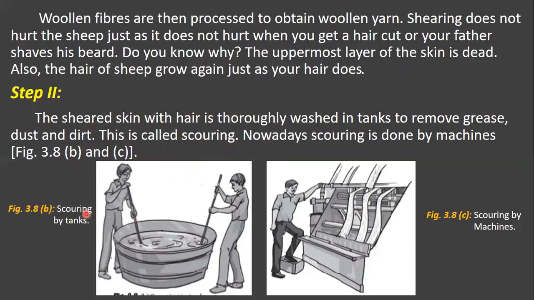See children, here the figure has been given, scouring by tanks. Here nowadays the scouring is done by the machines. See children, this is the machine here. Scouring means the sheared skin with the hair is thoroughly washed in tanks. Why it is washed means to remove the grease, dust and dirt. For this we call it scouring.